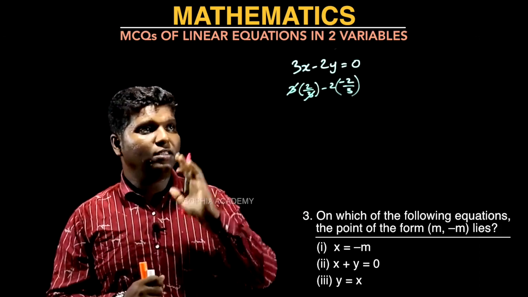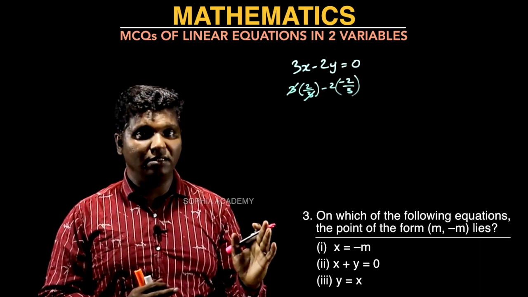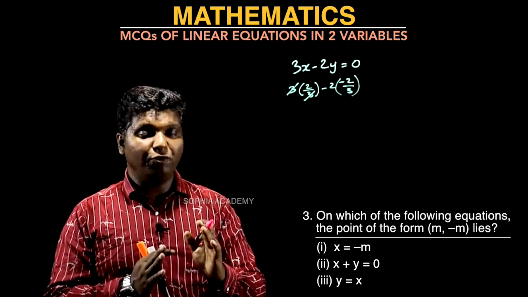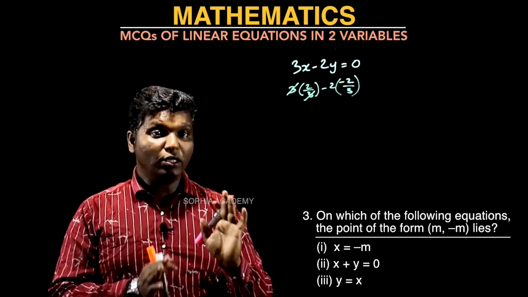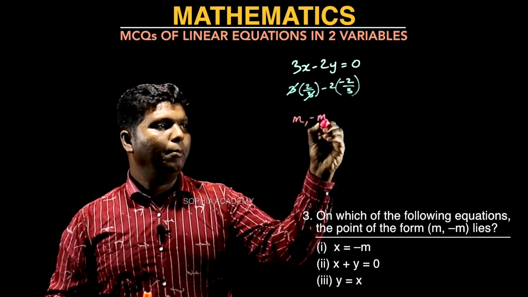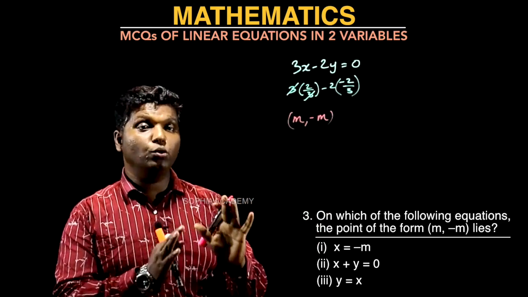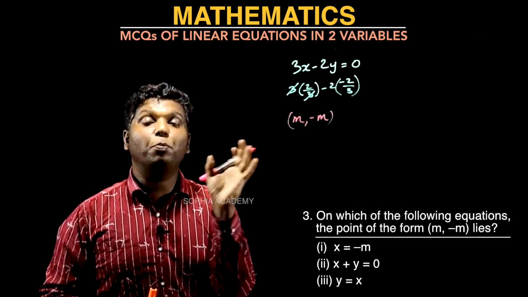Here in the next question, let's read question number 3. On which of the following equations does the point of the form m, minus m lie? Okay, so here a point is given. The point is m, minus m. And you have to choose in which of the following equations this point lies.